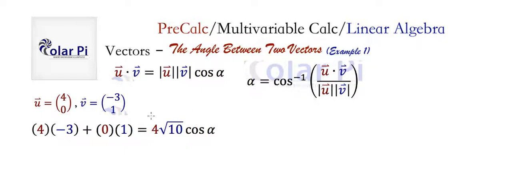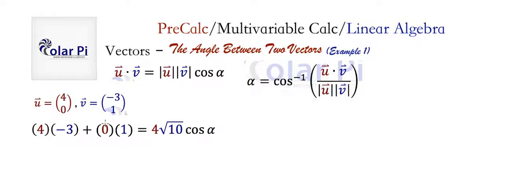From the component form of the two vectors, we can find their lengths. We learned how to do that in the video on the norm or the magnitude of a vector: you square each of the components, add them, and take the square root. If you do that, you find that the length of u is 4 and the length of v is root 10. So I've got these two, and the only unknown is cosine alpha, and therefore the only unknown is alpha.